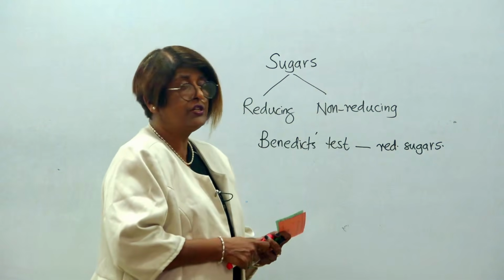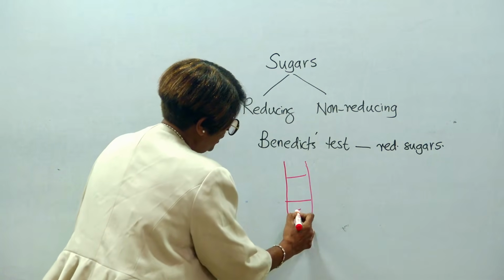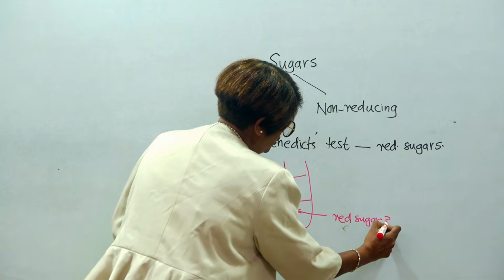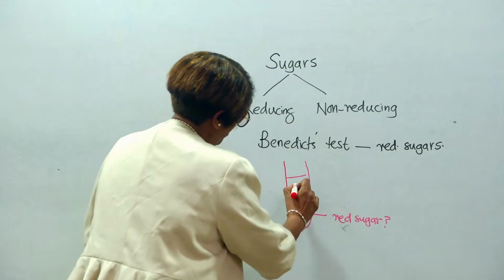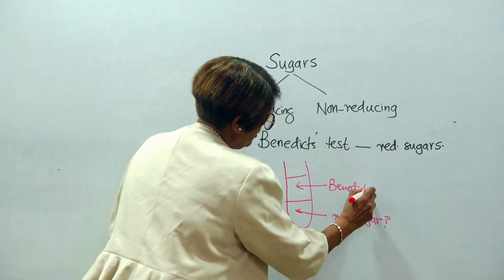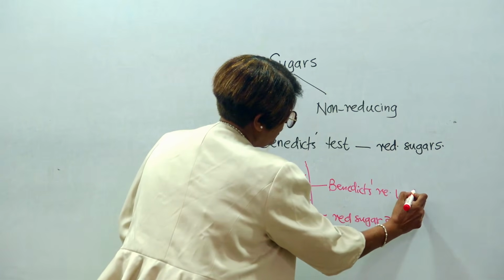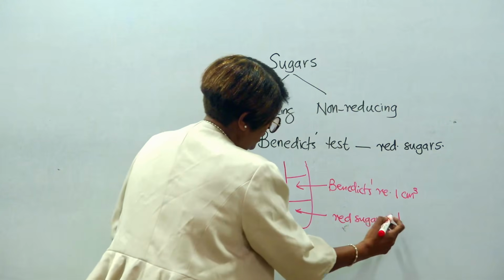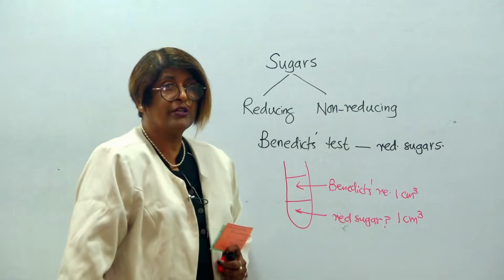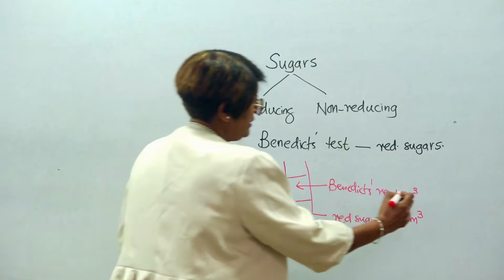You add Benedict's reagent to the solution that you want to test for reducing sugars. So, you are going to find the presence of the reducing sugar in this medium and you are adding the Benedict's reagent into it. You usually add 1:1, the volume ratio. So, if you add 1 cm³ of Benedict's, 1 cm³ of reducing sugar solution should be taken. After adding Benedict's to the solution to be tested for reducing sugars, you should mix well and then boil it in a boiling water bath.